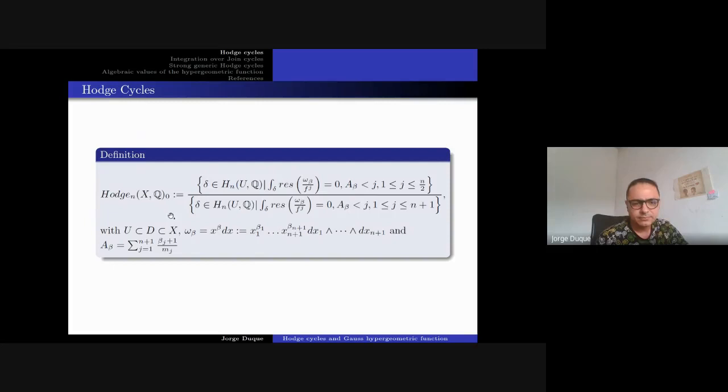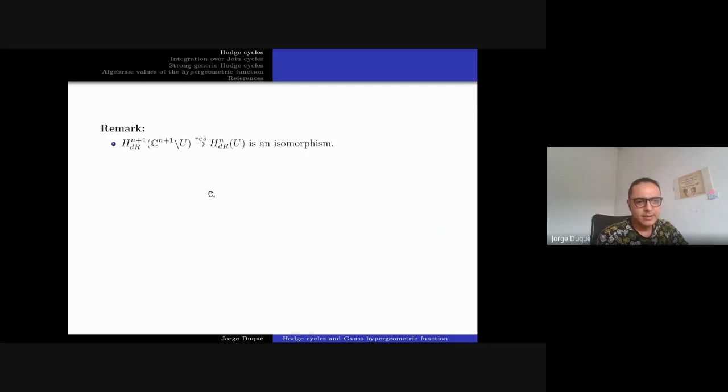Okay, now I am going to explain how to compute this integral. Okay, now note that this is an n plus one form in C^(n+1) with pole along U. But in this context, the residue is an isomorphism. We have an isomorphism between the n plus one cohomology of C^(n+1) minus U and the n cohomology of U. Remember, U is F equal to zero. Now when we have this form, we can compute the residue using this equation.